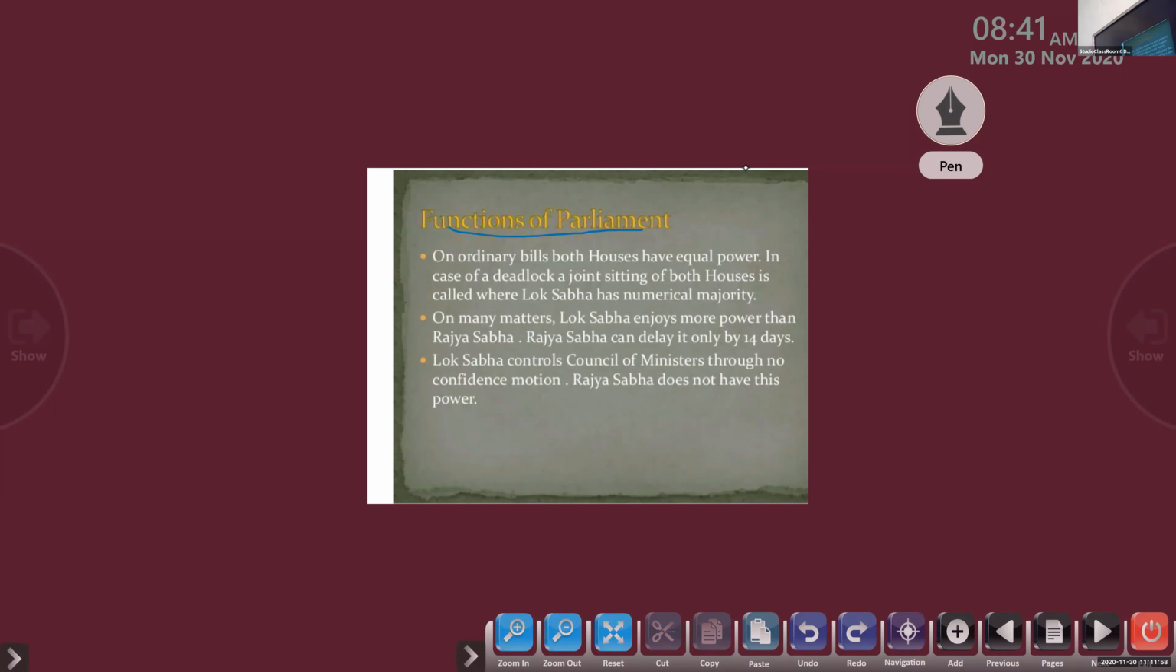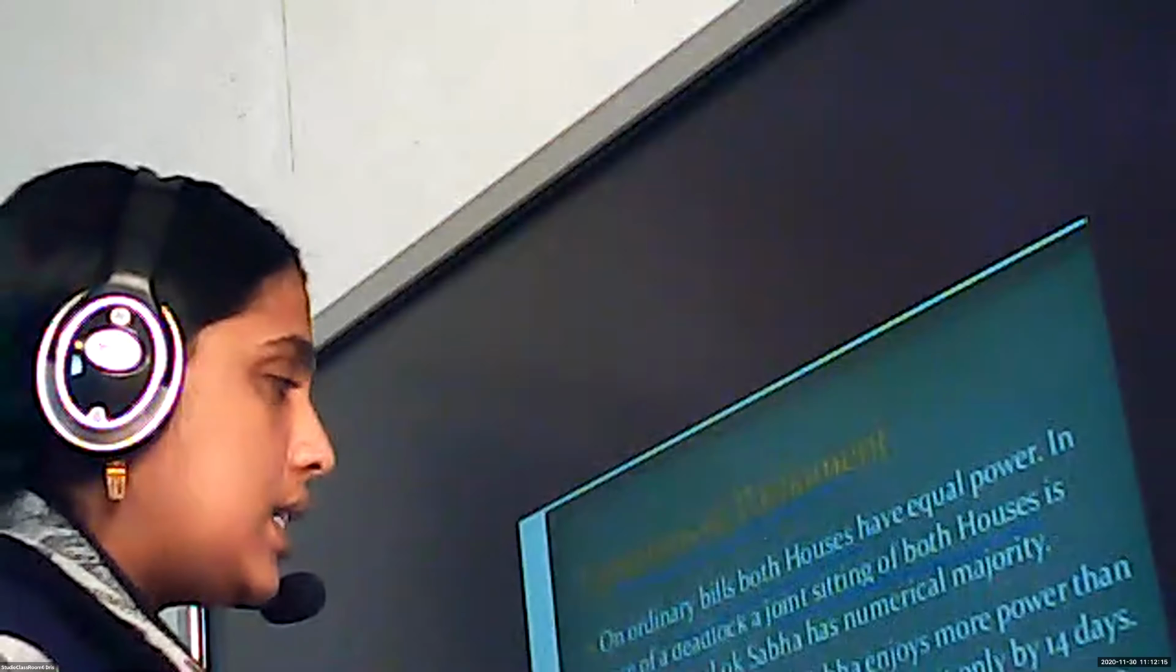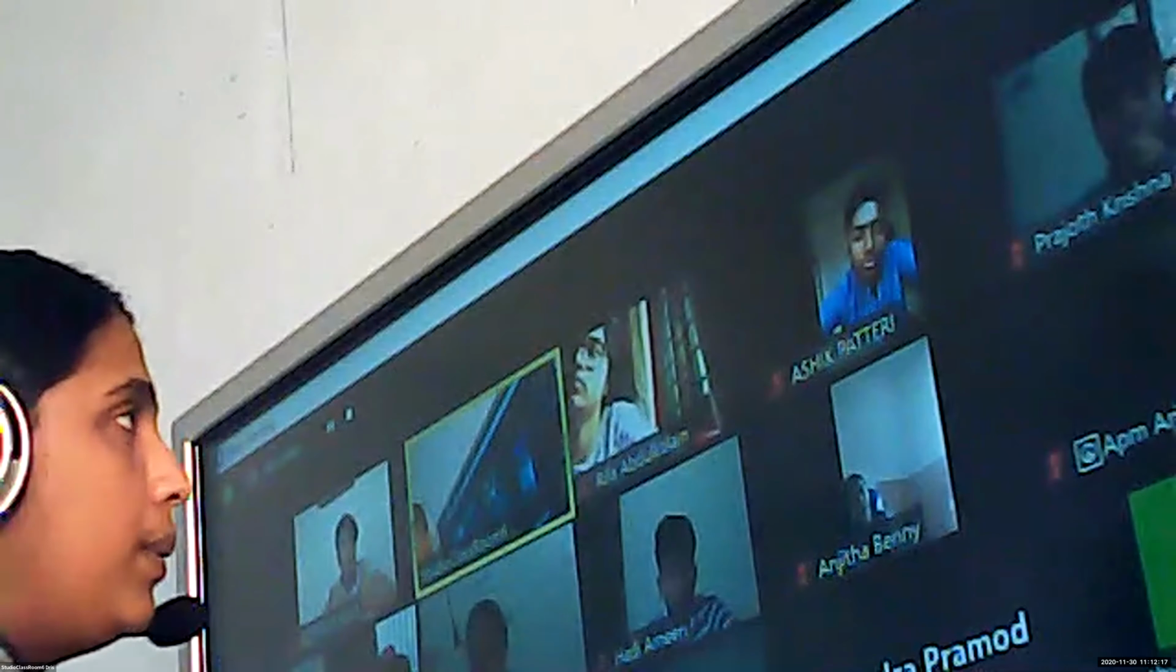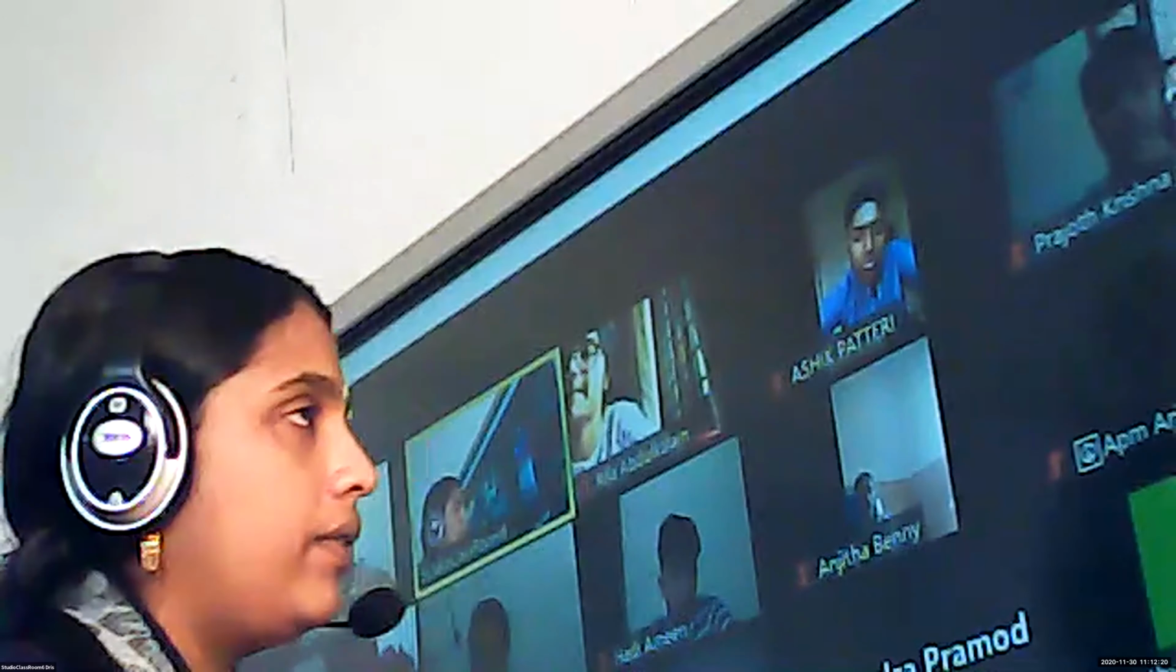On ordinary bills, both the houses have equal powers. And in case of deadlock, suppose one house is passing the bill and the other is rejecting the bill, what will happen? There will be a joint sitting of both the houses. Members from both Lok Sabha and Rajya Sabha will be there.